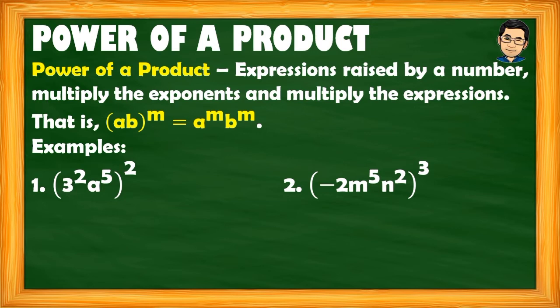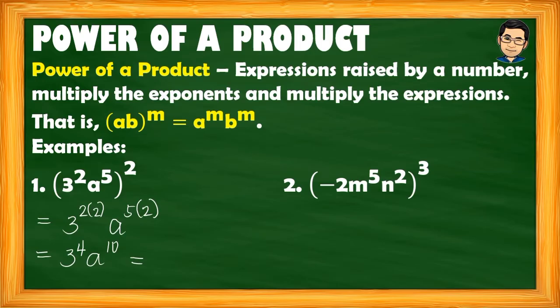So number 1, the quantity of 3 squared, A to the 5th power, squared. Is equal to 3 squared times 2. Ayan, so 2 times 2 dun sa exponents, and then A raised to the 5th power times 2. So 2 times 2, that is 4, so 3 raised to the 4th power. And then A, so 5 times 2, that is 10.